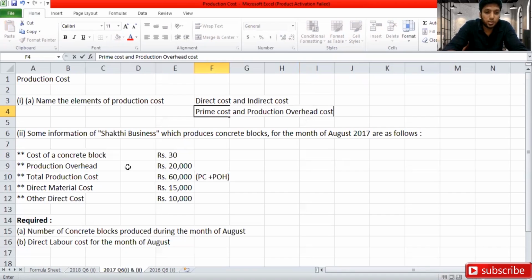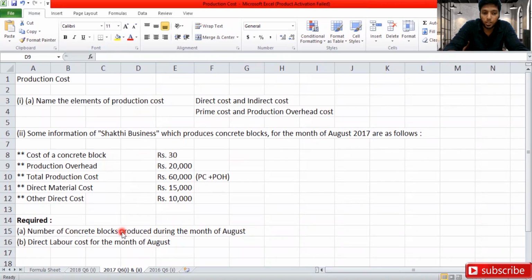Then we have some information of Shakti's business, which produces concrete blocks for the month of August 2017 as follows. The given cost of a concrete block is 30, production overhead is 20,000, total production cost is 60,000. I have put a note for your understanding because prime cost plus production overhead cost will give you total production cost. Direct material cost is 15,000 and other direct cost is 10,000. Now we need to find out the number of concrete blocks produced during the month of August.